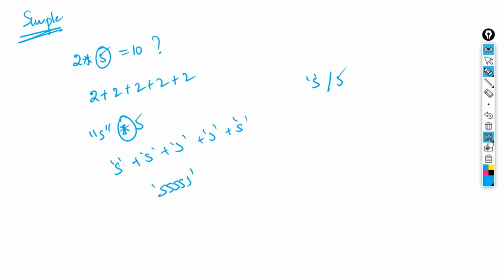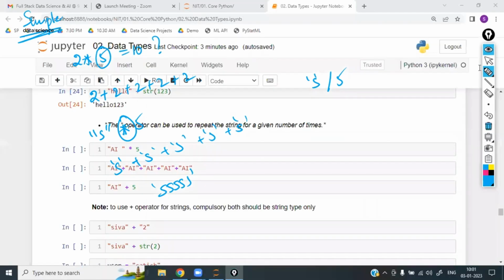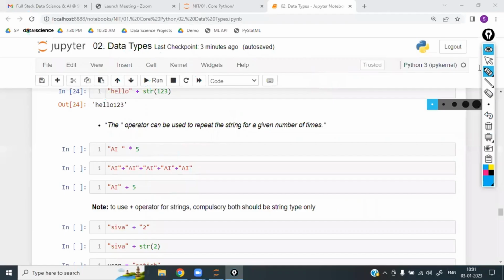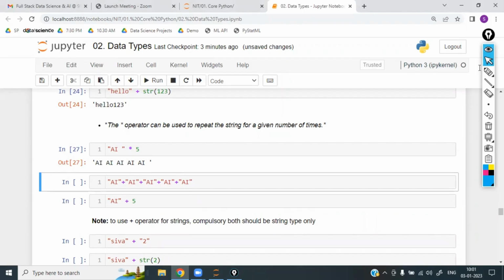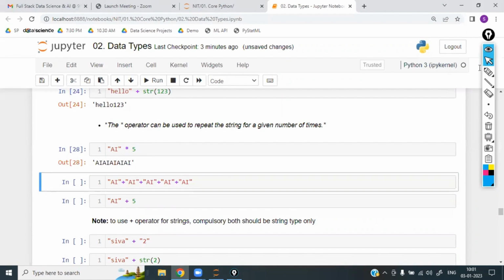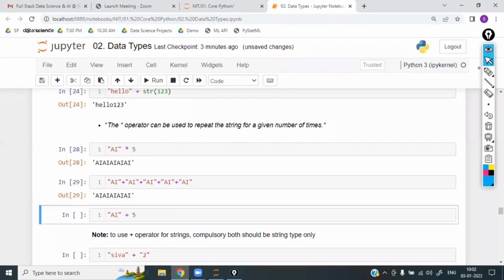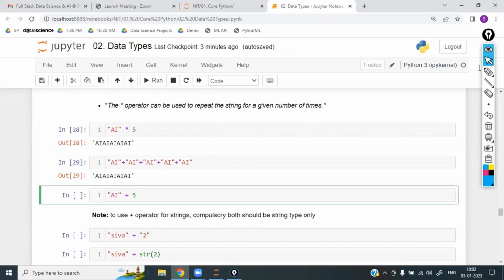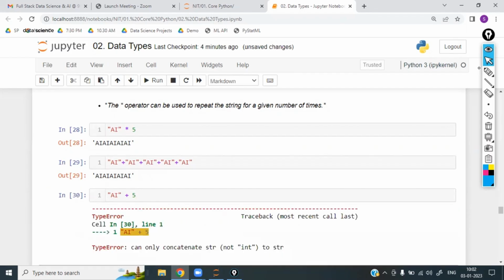So here the concept is "AI" into 5 means adding "AI" 5 times. So "AI" into 5 gives AI, and if "AI" has a space, AI space 5 times. If you don't write the space, it only considers AI, 5 times. If you add 5 times, it is the same. Both are the same. The meaning of multiplication is adding multiple times. Okay, "AI" plus 5. What is this? Error, because one is a string and one is an int. It is going to throw an error. This is one of the most important questions.